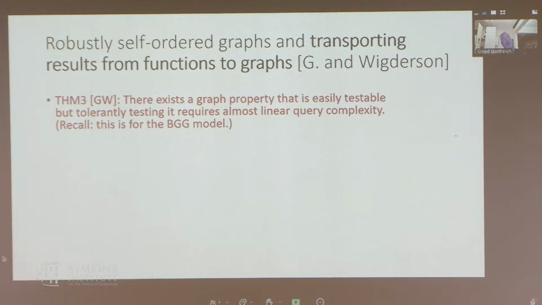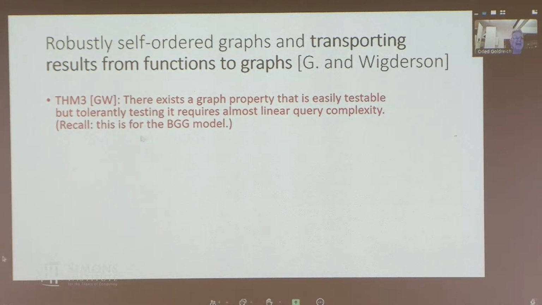And now finally we get to property testing. Of course the theorem doesn't say it, but I'm going to say it, that the proof of the theorem will use the previous two theorems in a way. So basically the theorem says that there exists a graph property that is easily testable, but tolerantly testing it requires almost linear query complexity. So here is a typo. This is for the bounded degree graph model. So everything is for the bounded degree graph model.